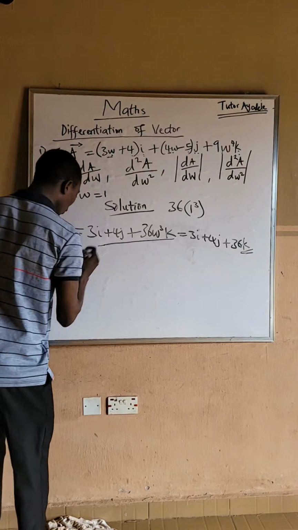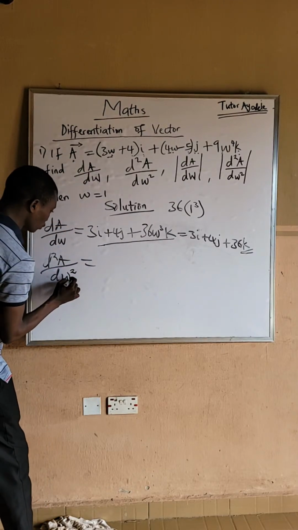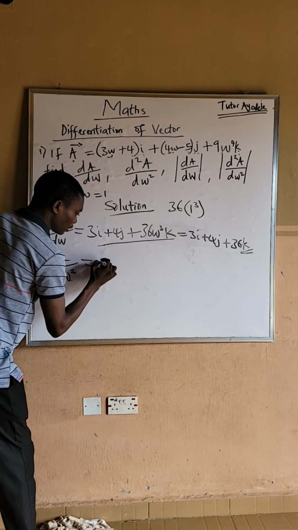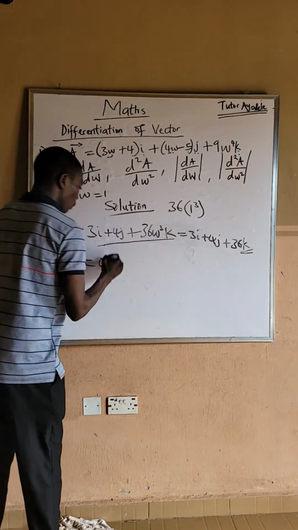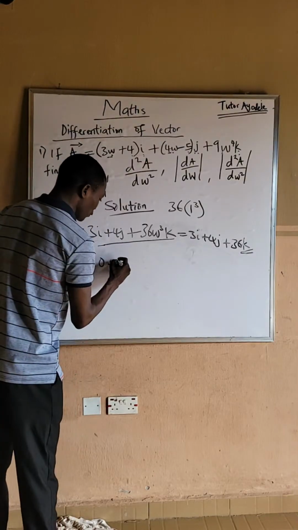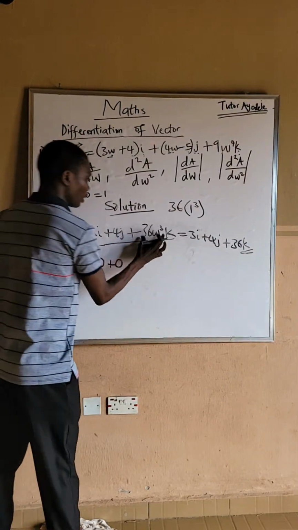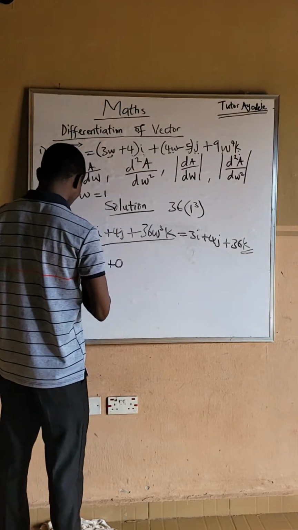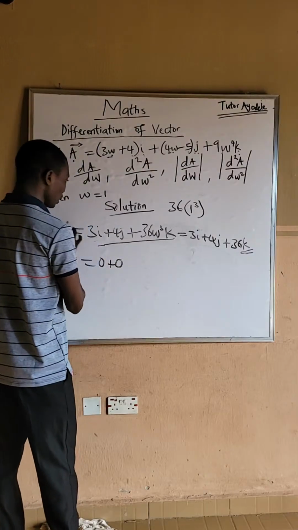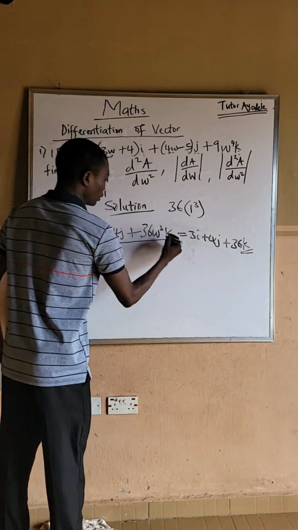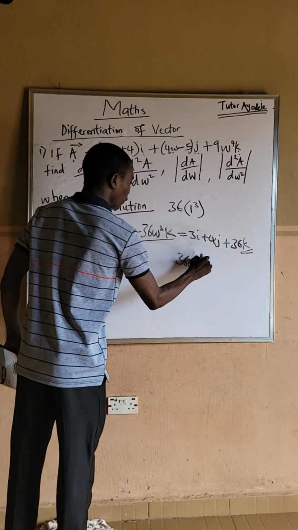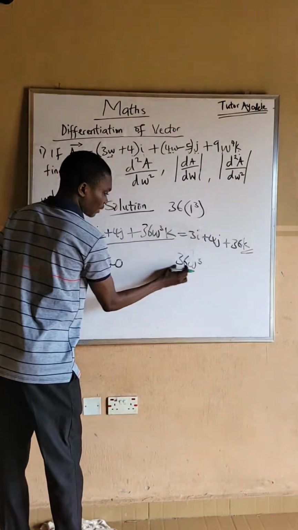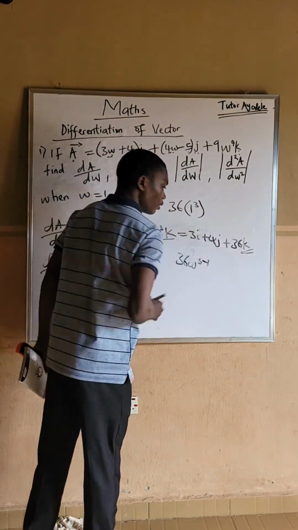Okay? So if I'm to differentiate A with respect to W, now first of all, we have W here. There's no W here. So it will automatically give us 0. Nothing. So plus, there's no W. Then we have W here. Yeah, there's W. So I will differentiate with respect to W here. So if I'm to differentiate 36W raised to the power of 3, okay? So I will use this 3 to multiply this 36. Then subtract 1 from it.